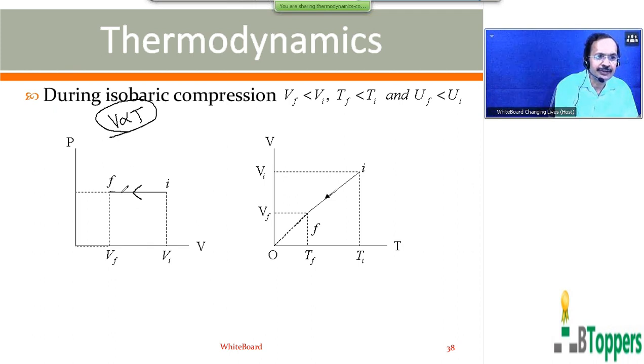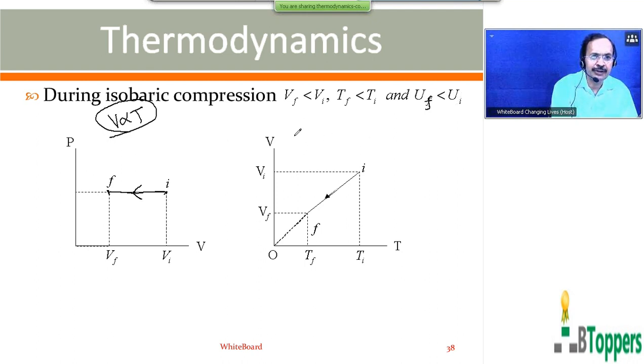The graph is represented like this in isobaric process. I mean, when gas is compressed at constant pressure, Vf is less than Vi. Then because V is proportional to T, when volume decreases at constant pressure, temperature also decreases. So final temperature is less than initial temperature, and internal energy of the gas in the final state will be less than internal energy of the gas in the initial state.